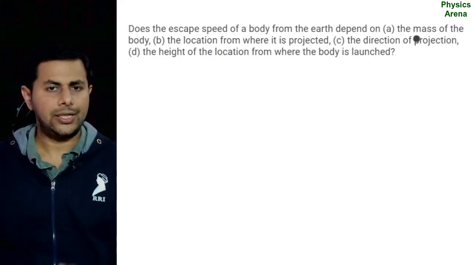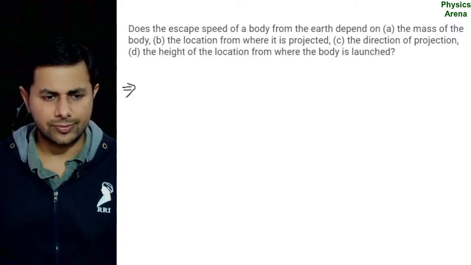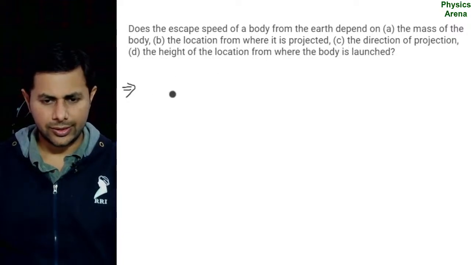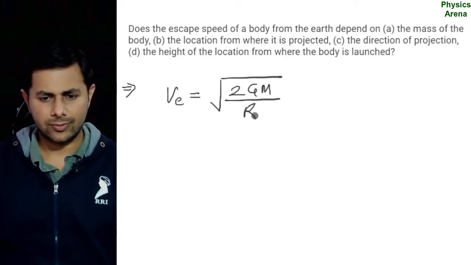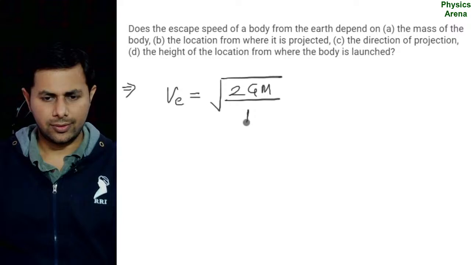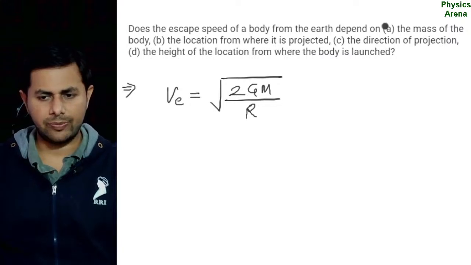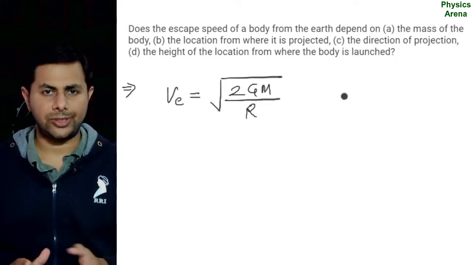It does not depend on the mass of the body. We can just write down the formula for escape speed. Escape speed v_e equals the square root of 2GM over R. This is from the earth's surface. So it does not depend on the mass of the body, the location, or the direction of projection.